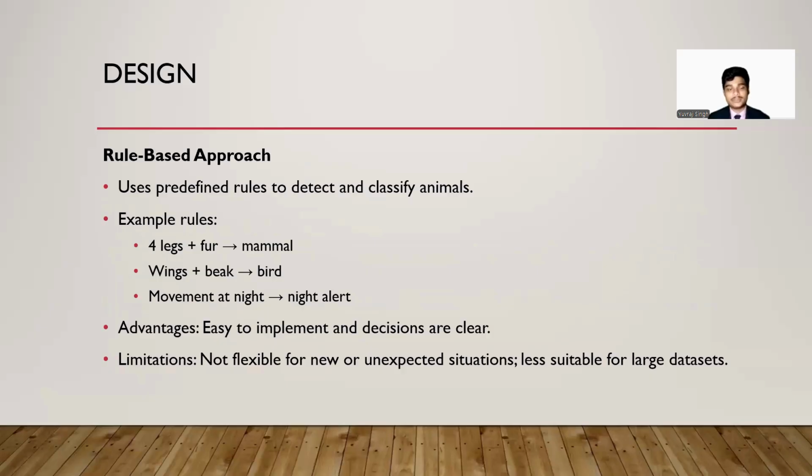Rule-based approach uses predefined rules to detect and classify animals. Example rules: four legs plus fur, mammal; wings plus beak, bird; movement at night, night alerts. Advantages: easy to implement and decisions are clear. Limitations: not flexible for new or unexpected situations, less suitable for large datasets.